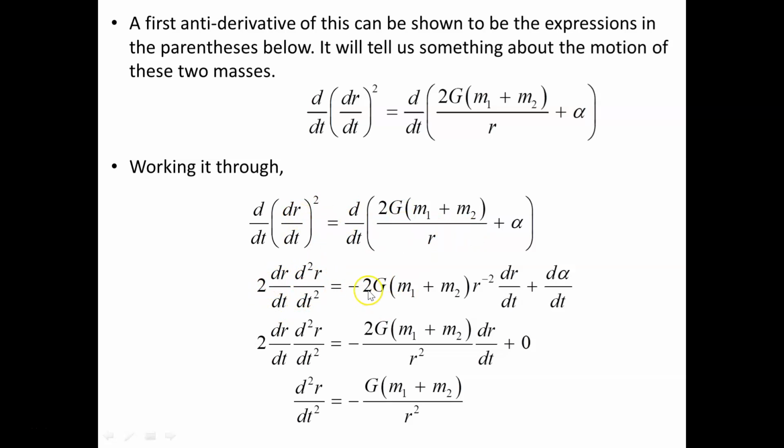d/dt of all this minus 2g, all of that, and use the chain rule again here as we did on the left. That becomes negative 2 dr/dt. Takes a negative out front here, plus d alpha. Alpha was a constant of integration, and so the ordinary derivative of that will disappear to give us 0. And over here, this dr/dt will cancel with this one. This 2 will cancel with that one, and we're left with d²r/dt² is negative this object here, just like we expected. All right, so the material in the parentheses here is a suitable first antiderivative of this second order differential equation.